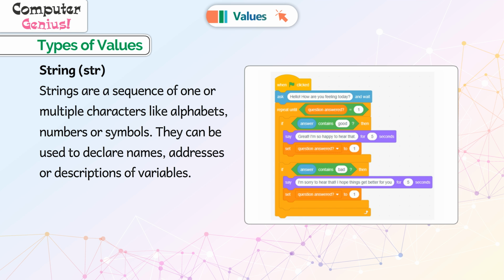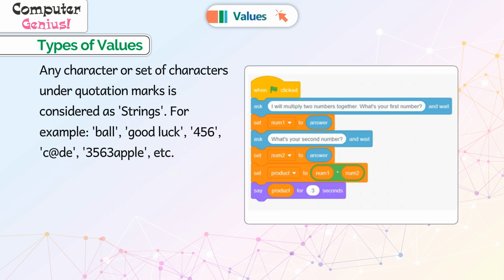String, str. Strings are a sequence of one or multiple characters like alphabets, numbers, or symbols. They can be used to declare names, addresses, or descriptions of variables. Any character or set of characters under quotation marks is considered as strings. For example, ball, good luck, 456, C@DE, 3563 apple, etc.